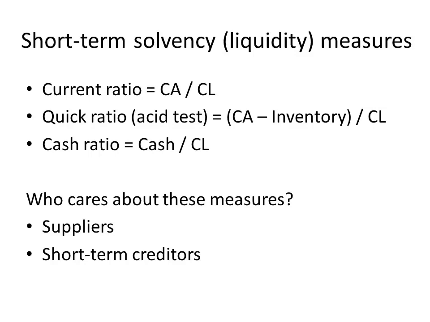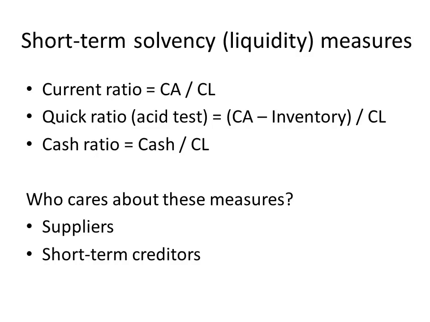So who cares about these measures? Well, how about short-term creditors like suppliers? For instance, suppliers sell us items based on credit terms of 30, 60, or 90 days. Do they care if we're going to be in business 5 to 10 years from now? No, they only care that we're going to be in business long enough to pay our bill. And so these short-term solvency or liquidity measures are perfect measures for these folks to use.